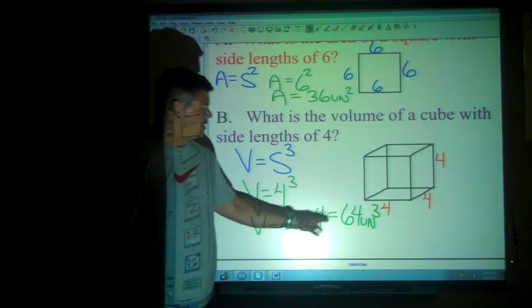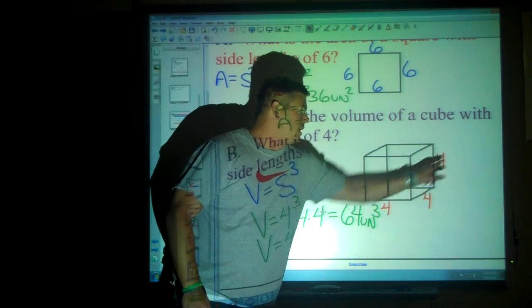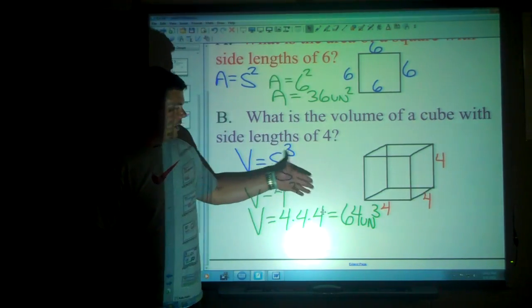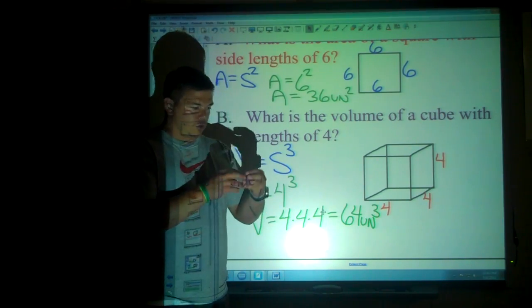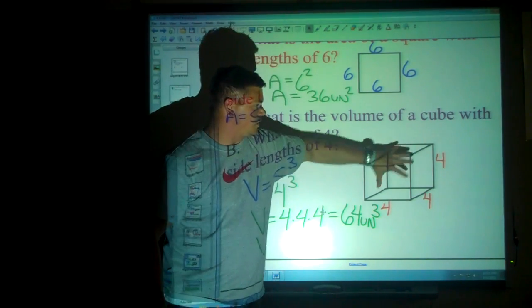If it were feet, it would be 64 feet cubed. 4 feet times 4 feet times 4 feet. Feet times feet times feet would be feet cubed. And it would mean that there would be 64 little cubic feet stacked inside there to fill up this entire volume.